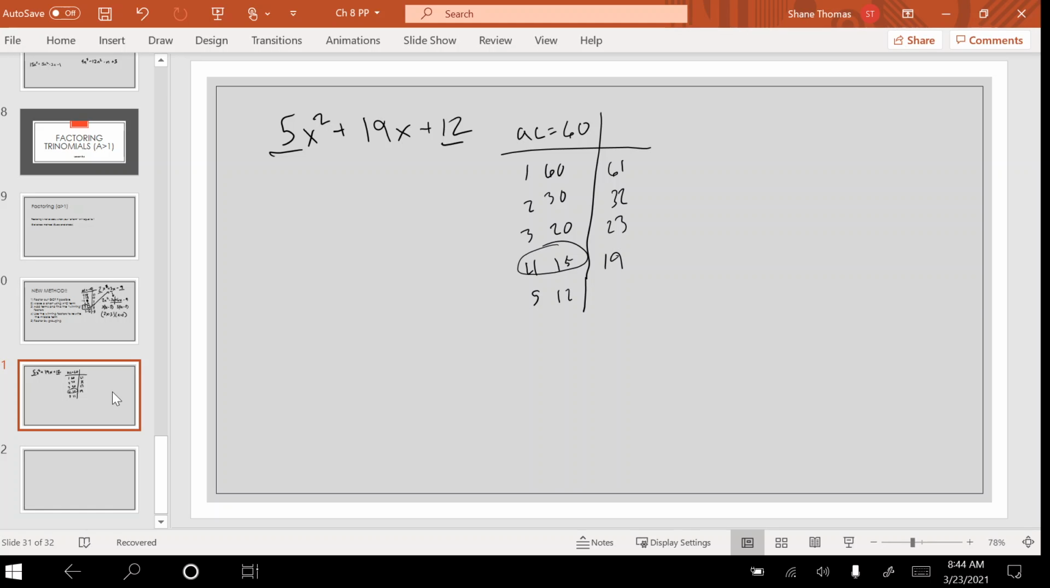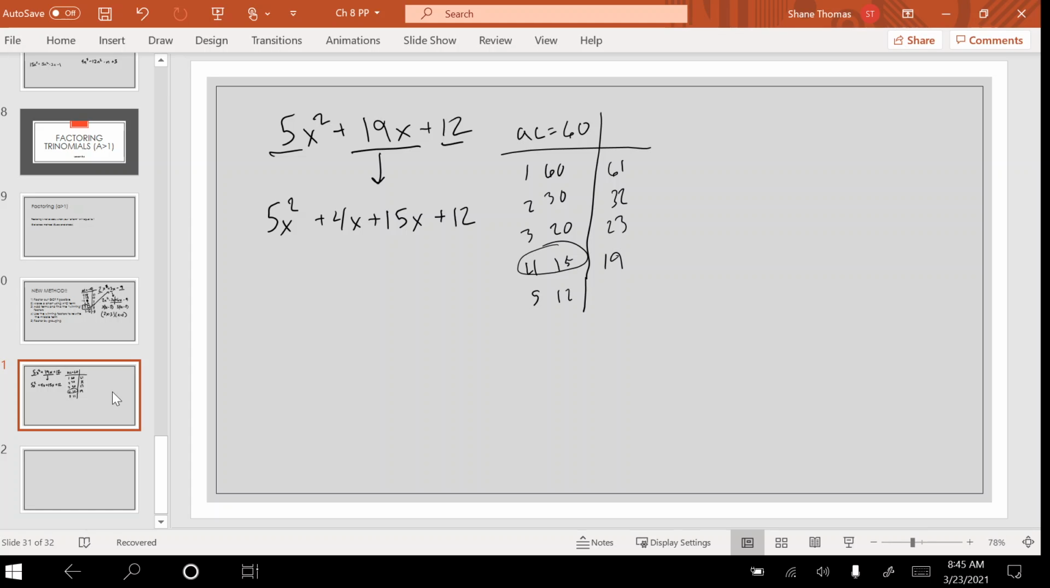Let's go back, plug them in place of B. So 5x squared, 19x becomes 4x plus 15x plus 12. Add it. Yeah. And if I put a 4 and a 4x and a 15, I can't add them. They're not like terms. These are now like terms.